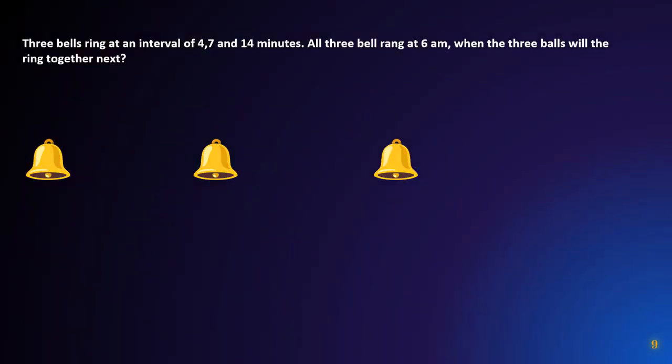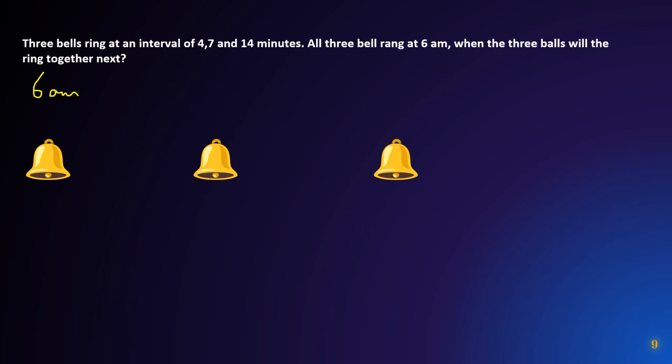So this is another application. Three bells ring at intervals of 4, 7 and 14 minutes. All three bells rang at 6 a.m. So they first rang at 6 a.m. When will they ring together next? That's your question. All three ring at 6 a.m., so what will be the next time that they ring together? That is the question.